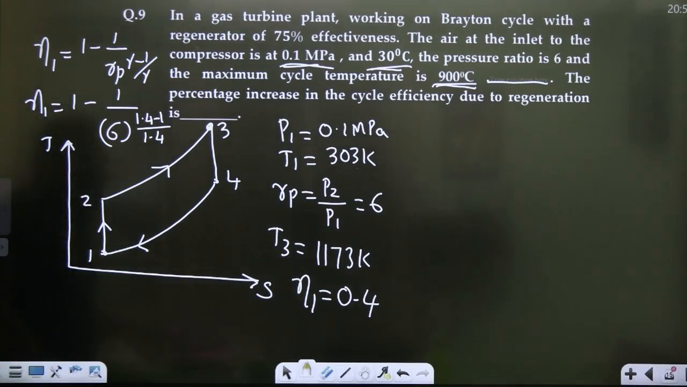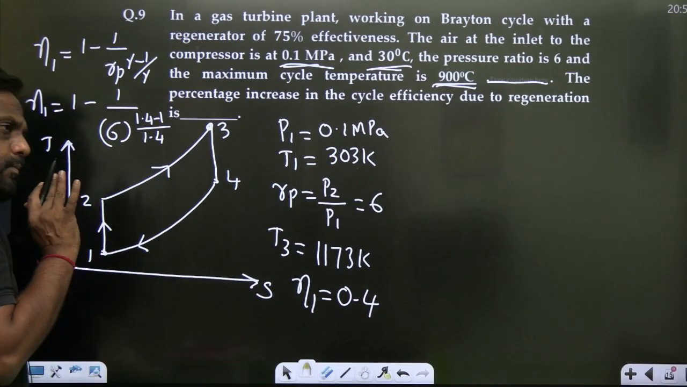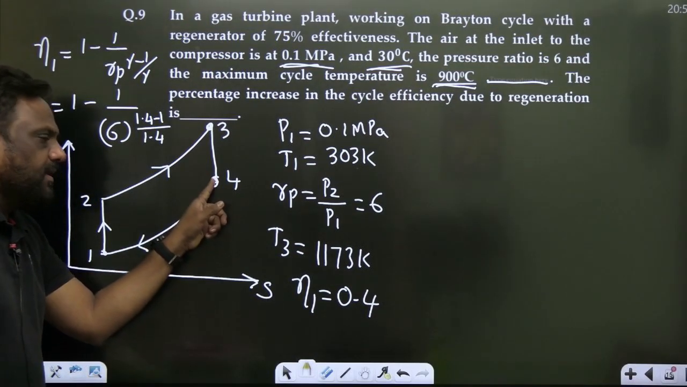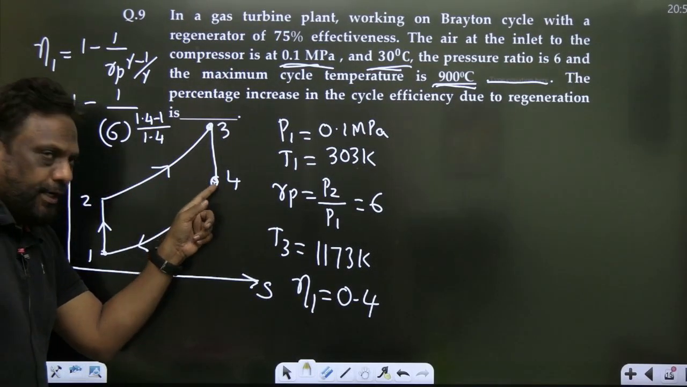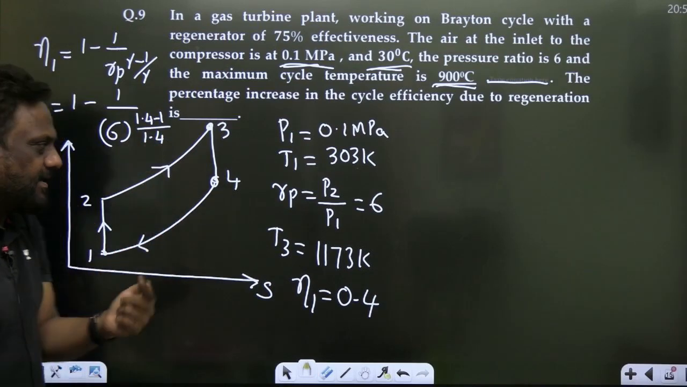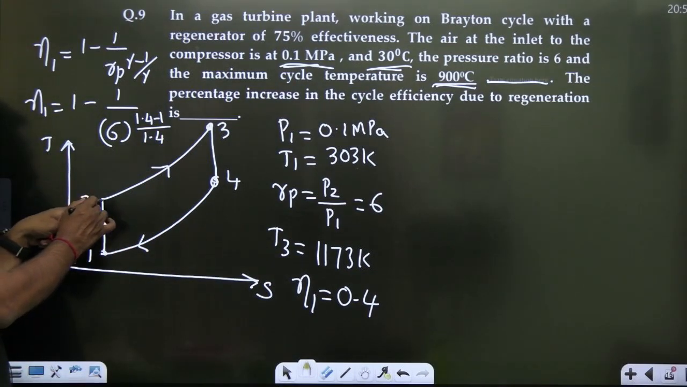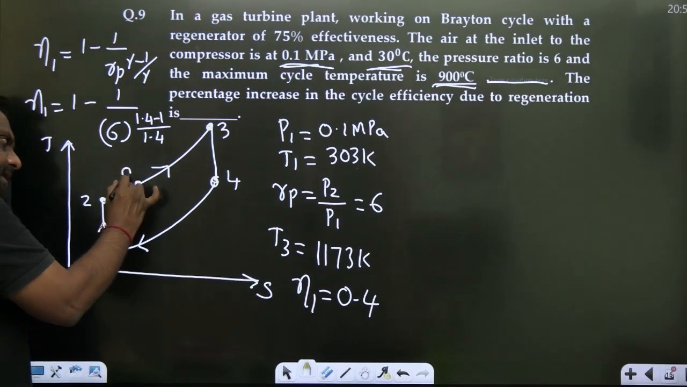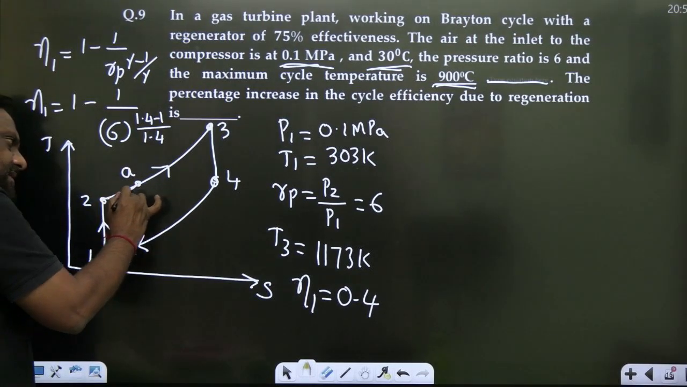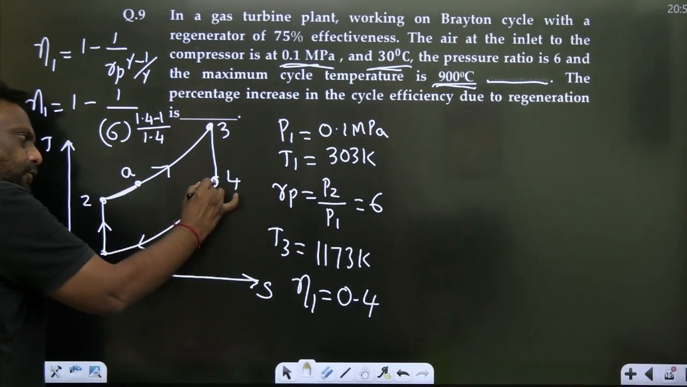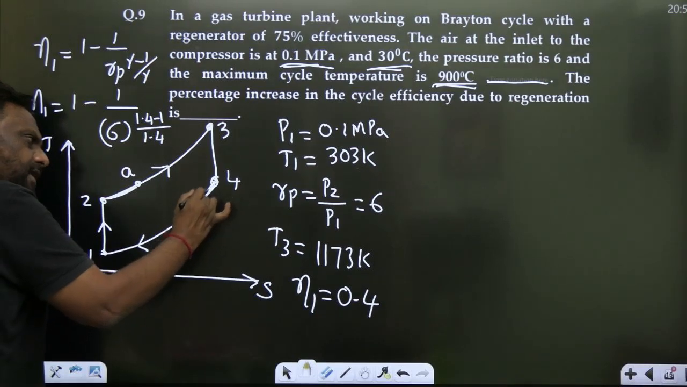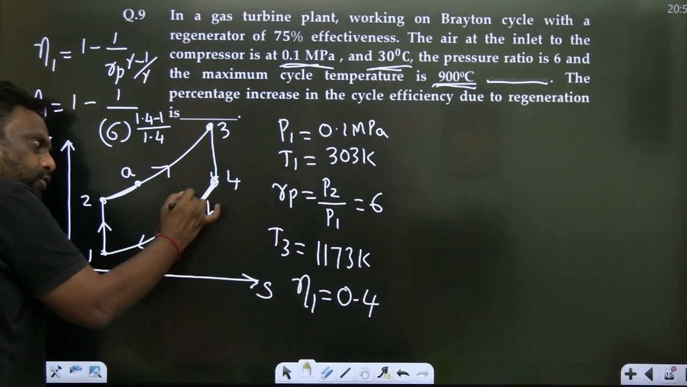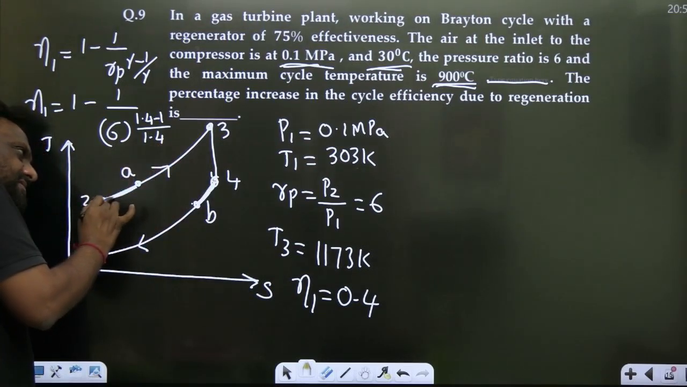Let us see what the efficiency will be with regenerator. My dear students, the fluid is leaving the turbine at 4 and we will allow this fluid to enter a counterflow heat exchanger to heat the fluid coming from the compressor. Let 2A be the process in the counterflow heat exchanger. The fluid coming from the turbine is losing heat from 4 to B, and the fluid coming from the compressor is gaining.